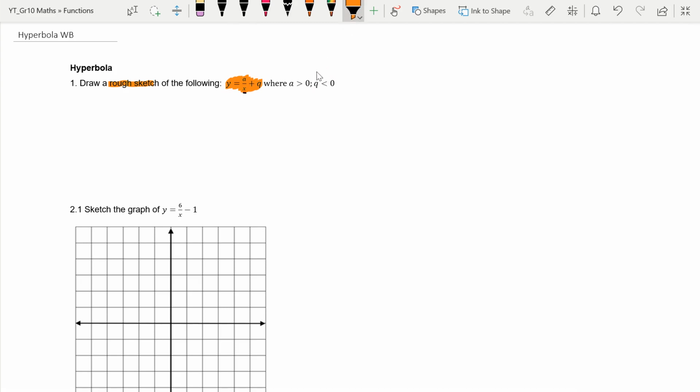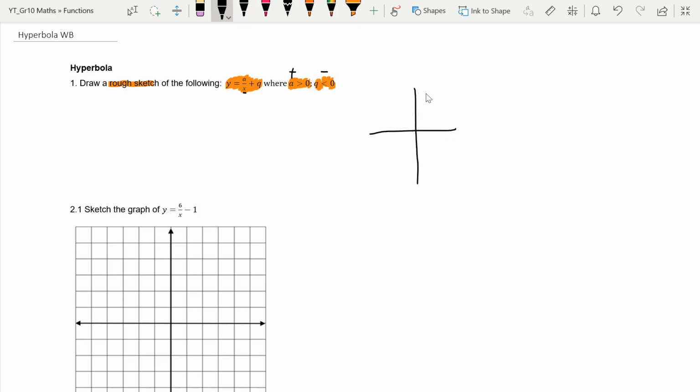And then they give us a little bit of information. They say that our A value is bigger than 0, so that means our A value will be positive. And then it gives us that our Q value is smaller than 0, so our Q value is negative. And we need to know how to interpret that and know what to do.